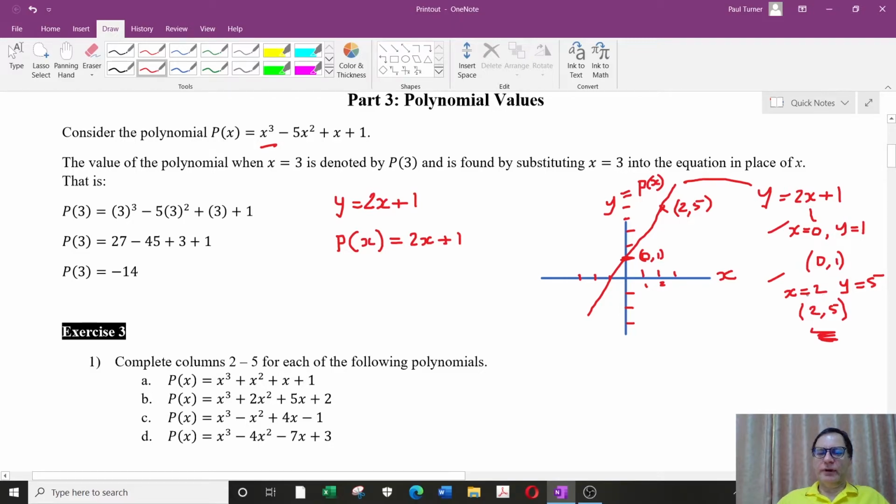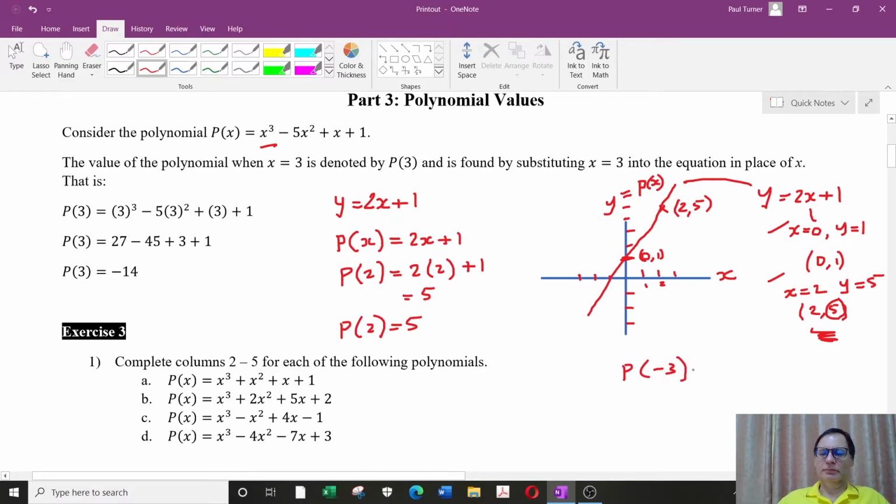So for example, we can use this example here of 2, 5. So here we're saying when x is 2, so when we put 2 into our polynomial, we'll have 2 times this number, which is 2, plus 1, which will give you 5. And we can see that's the y value here. So we could say that P(2) equals 5.